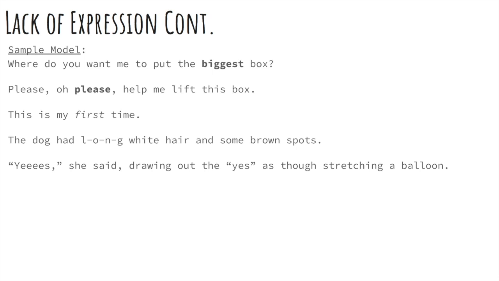I want to point out another example, which was the fourth sentence that says, "The dog has long white hair and some brown spots." And so since I could read that the word "long" has dashes in between each letter, that helps the reader understand that the character must put a lot of emphasis on how long the dog's white hair is. And so it should be read as, "The dog had long white hair and some brown spots."